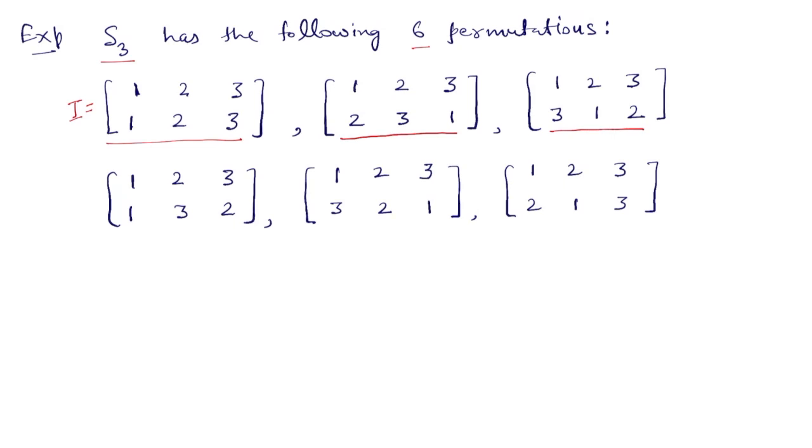In the fourth permutation, the element 1 is fixed and 2 and 3 are interchanging. So 2 goes to 3 and 3 goes to 2. In the fifth permutation, element 2 is fixed and 1 and 3 are interchanging with each other. So 1 goes to 3 and 3 goes to 1. And in the last permutation, 3 remains fixed and 1 and 2 are interchanging. 1 goes to 2 and 2 goes to 1. So S3 has these 6 permutations.